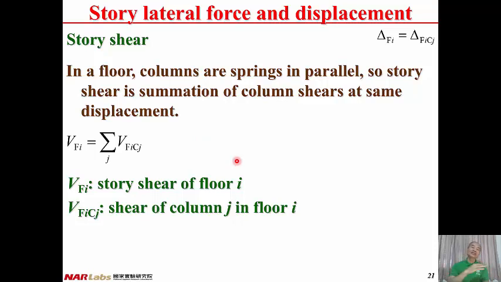And in a floor or in a story, columns are considered as springs arranging in parallel, so that the story shear is the summation of all column shear at the same displacement, so that we have VFi equal to the summation over j of VFi,cj, and VFi is the story shear of floor i, and VFi,cj is the shear or the lateral force of column j in floor i.